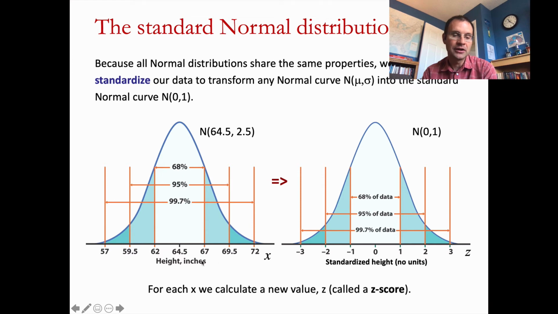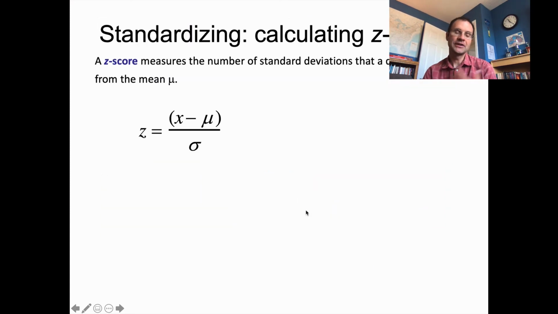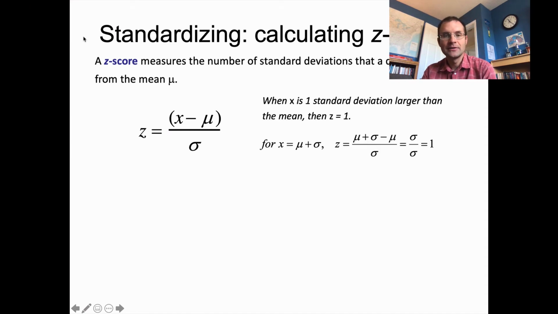So instead of thinking in terms of like 67 inches, I'm just going to say, well, I'm one standard deviation above the mean. And since I'm thinking in terms of standard deviations, I'm no longer plotting x values. I'm plotting these z values. The specific equation to do that is that z is equal to x minus the mean, all that divided by the standard deviation. Okay, so that's pretty straightforward.